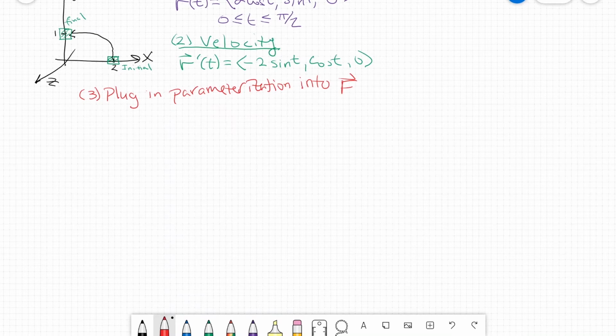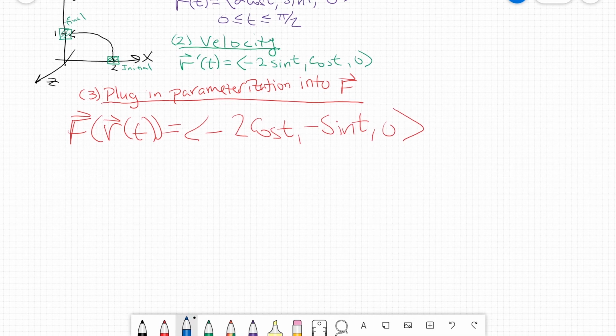So our first ingredient was the parameterization, the second the velocity, and our third ingredient, which we found in the last part of this episode, is plugging in the parameterization. In this part, we'll get the fourth ingredient, which is taking the dot product to find the integrand.